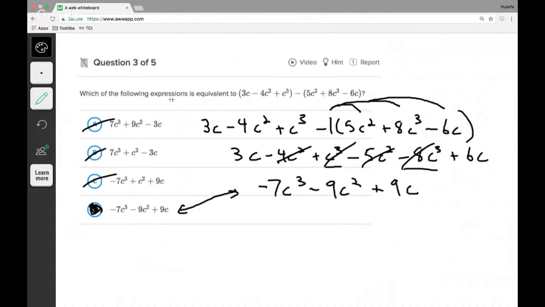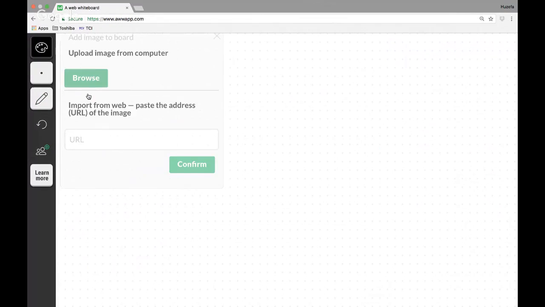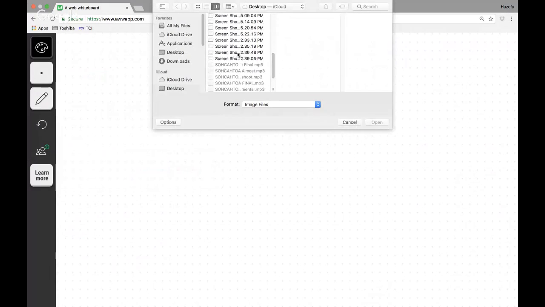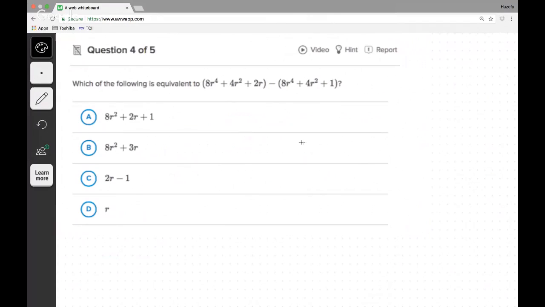All right. 3 done. So you can tell if you guys watched the video yesterday, these are definitely easier, faster problems to solve. Yesterday took quite a bit longer. All right. It says which of the following is the same idea, and we just got to distribute this negative with the same principle. Distribute it there, there, and there. So I'm going to just go ahead and do this in one step. We got 8r to the 4th plus 4r squared plus 2r. And then that minus is going to distribute. It's going to be minus 8r to the 4th minus 4r squared minus 1.